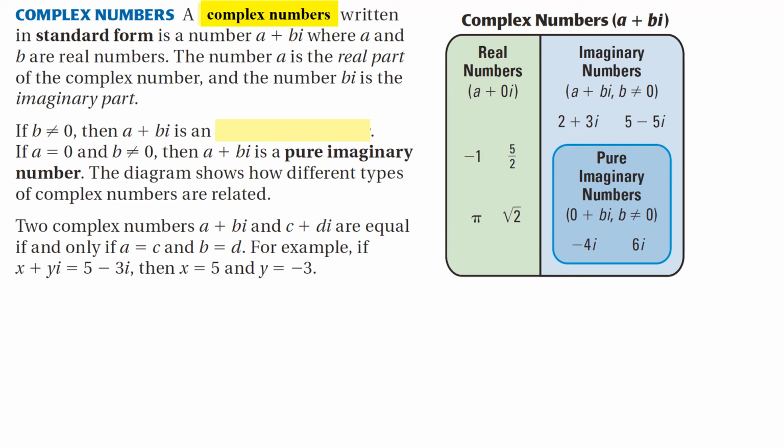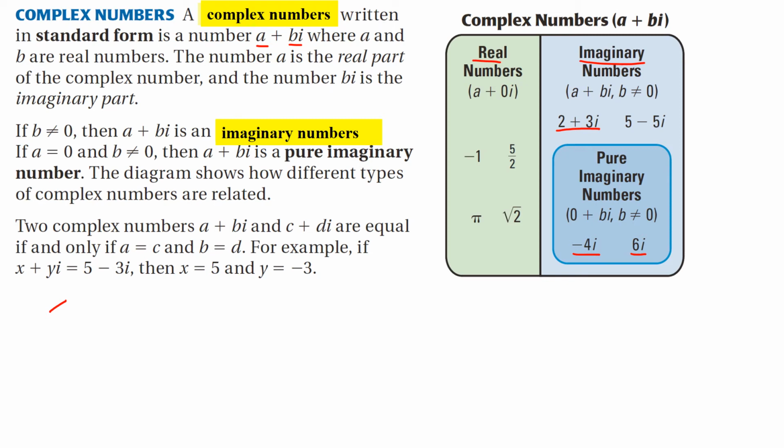Okay, complex numbers can be written in standard form. Whenever we write them in standard form, we put the real part, which is a, first, and the imaginary part second. If you look at the table over here, we have all the complex numbers could be broken down into either real numbers or imaginary numbers. Anything with an i is an imaginary number. You can have imaginary numbers with a real part or pure imaginary numbers like -4i and 6i.